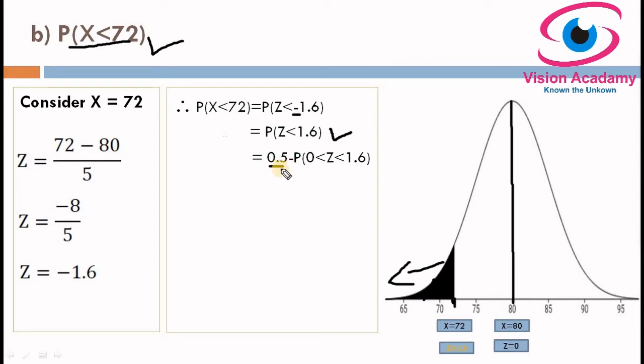And 0.5 is not our whole interested area. Our interested area is different. Our interested area is this shaded value, and this unshaded value is not our interested area. We have to subtract the unshaded area from this whole 0.5 area. For that I have to look for the value of Z 1.6 in the Z table. Then let us look into the table so that we can find out our Z score.